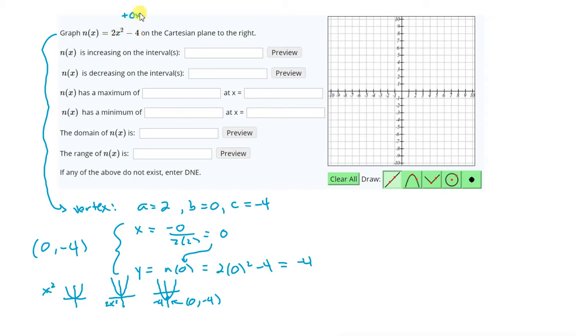When there is an x term in there, it's a little more difficult, and it's easier to use this ABC method and use negative b over 2a. Okay? But in either case, we found the vertex, (0, -4).